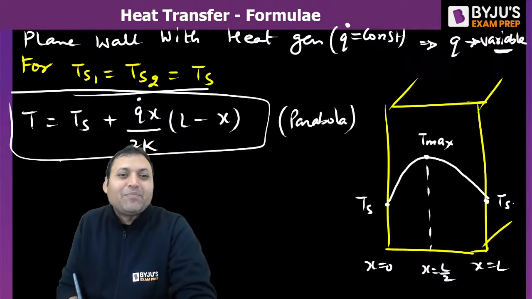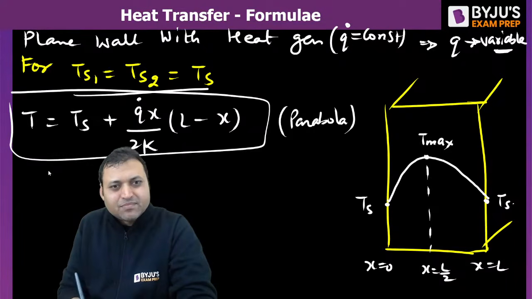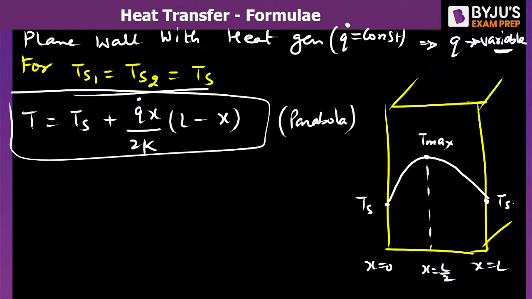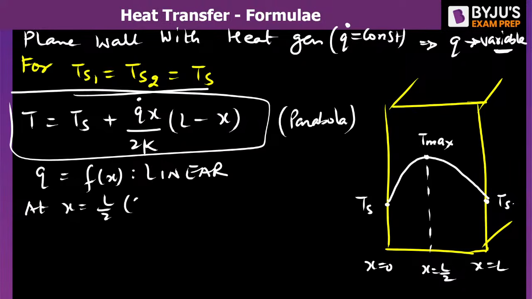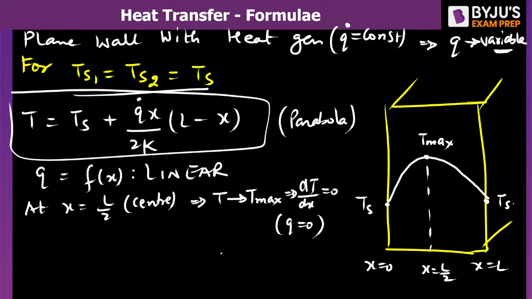And the heat transfer rate will be linear. Q as a function of x will be linear. At x equal to L by 2, that is the center, T is maximum and dT by dx will be 0. If dT by dx is 0, then Q will be equal to 0. So T maximum can be calculated from Ts plus Q dot by 8K into L square.